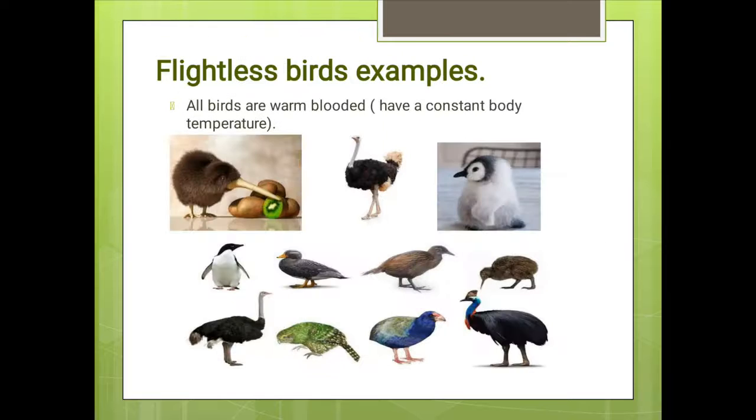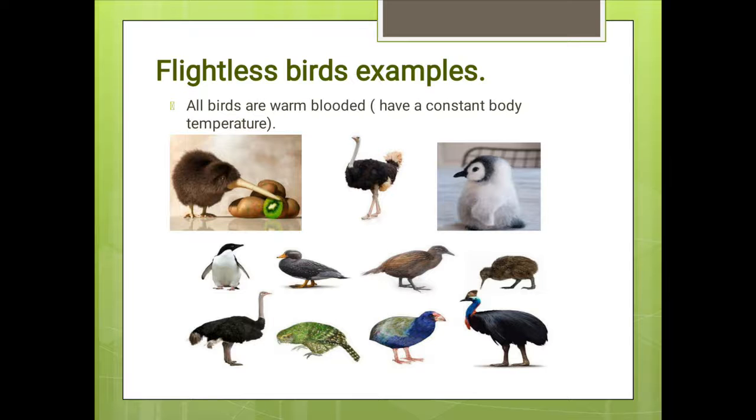Well, whether it be a flightless bird or birds which can fly, all of them are warm blooded, which means they have a constant body temperature. Here are some examples of flightless birds you can see, like kiwi, penguin, then ostrich. Some of them are also given.